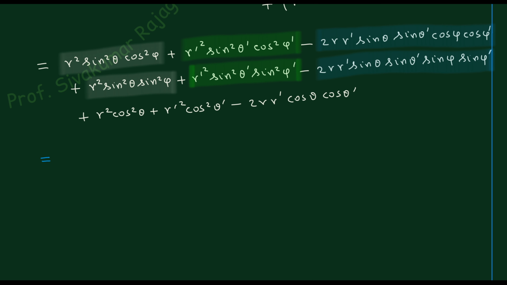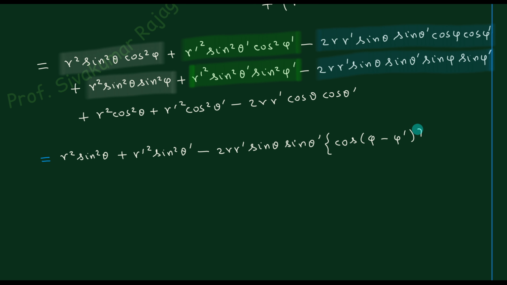Let us now combine and see how it looks. r square sin square theta, if you take common, then that becomes 1. Similarly, if you take r prime square sin square theta prime, again that becomes 1. Then you have a minus 2r r prime into sin theta prime. If you take common, the left out expression can be written as cos of a minus b formula. So we are happy that some kind of simplification is there. And then the last thing, there is nothing to do, so you simply copy that.